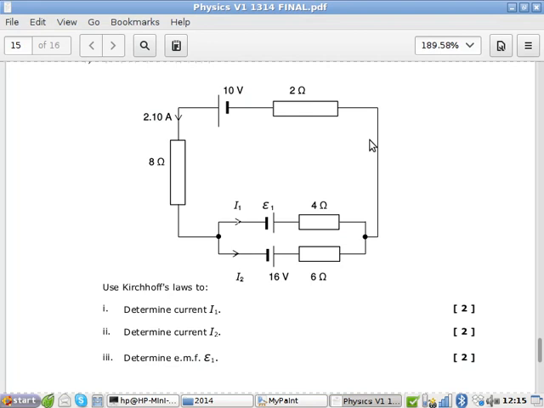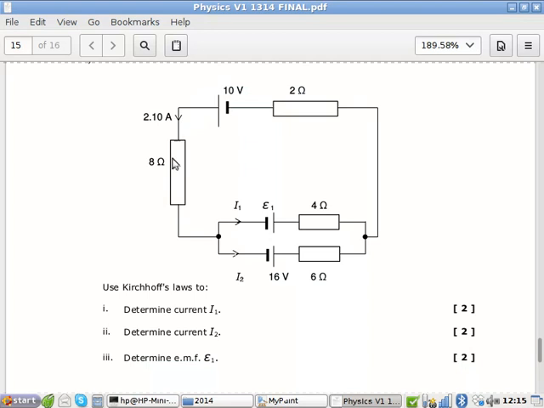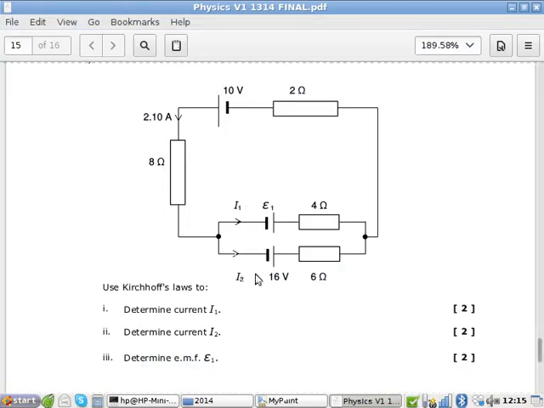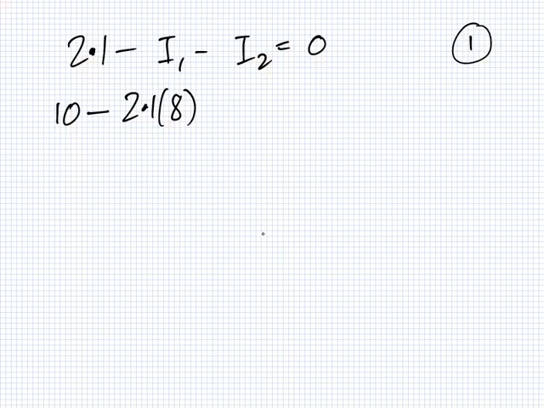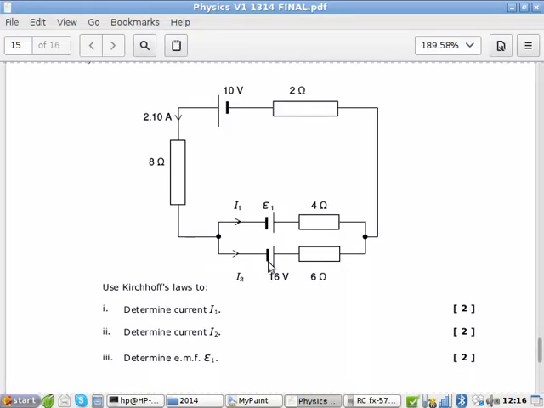Now, we can get I2 first instead of getting I1. Because if you make the loop on the outside, starting at the 10, you can get I1 in. Minus 2.1 times 8. Plus or minus 16? Plus, minus, then plus. So your answer is plus. Because 10 is plus, and this is minus. So it's the correct order for the batteries, so the voltages add. Minus 6. Where do you see this? I1, I2, minus. But then here, decreases by 6 I2.